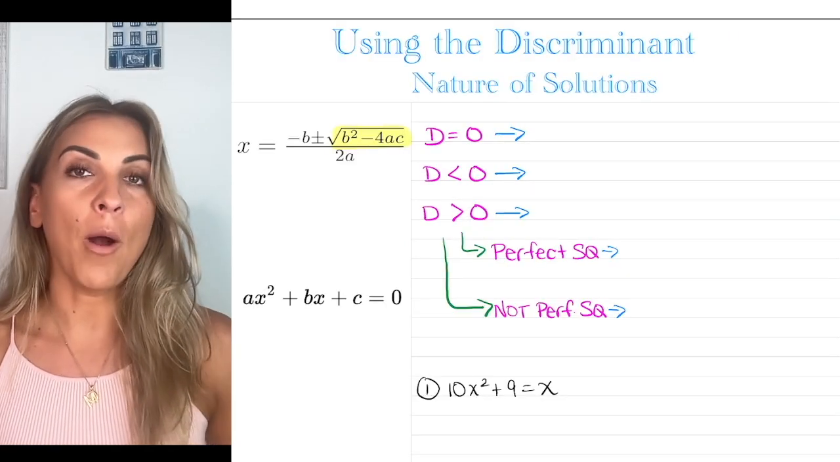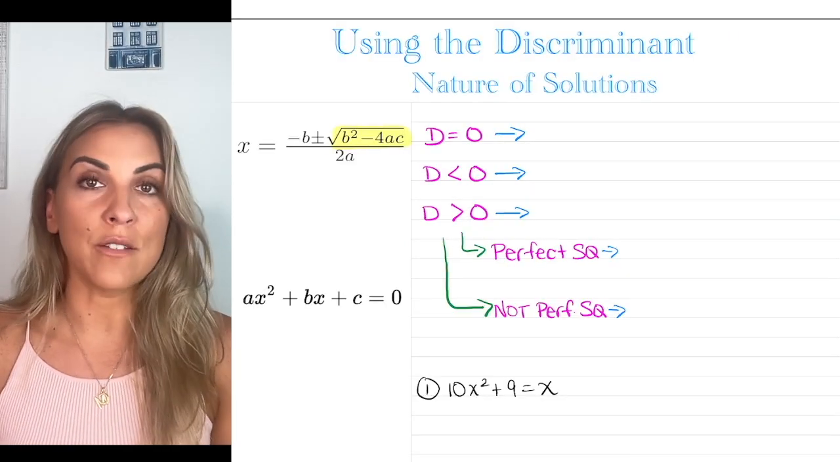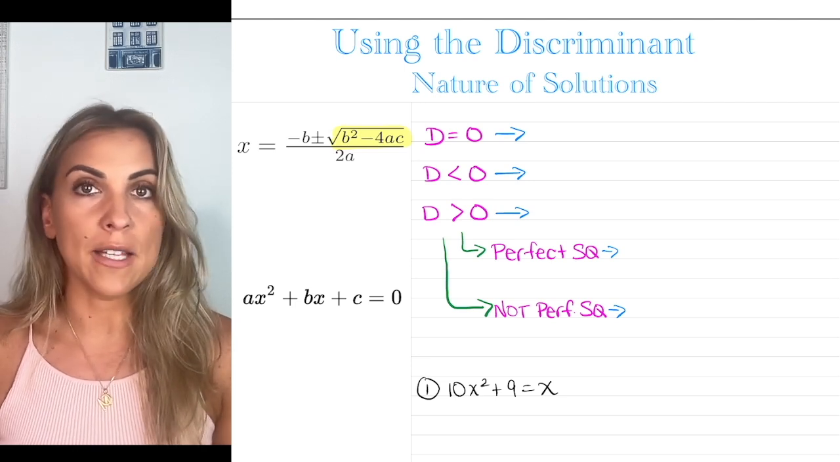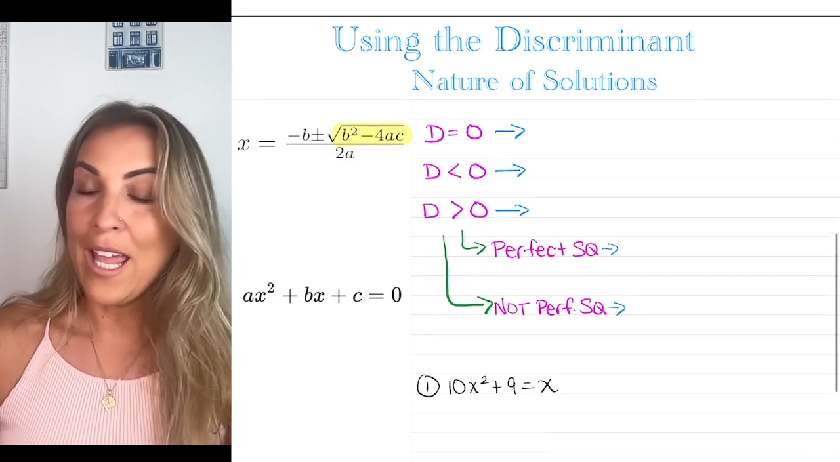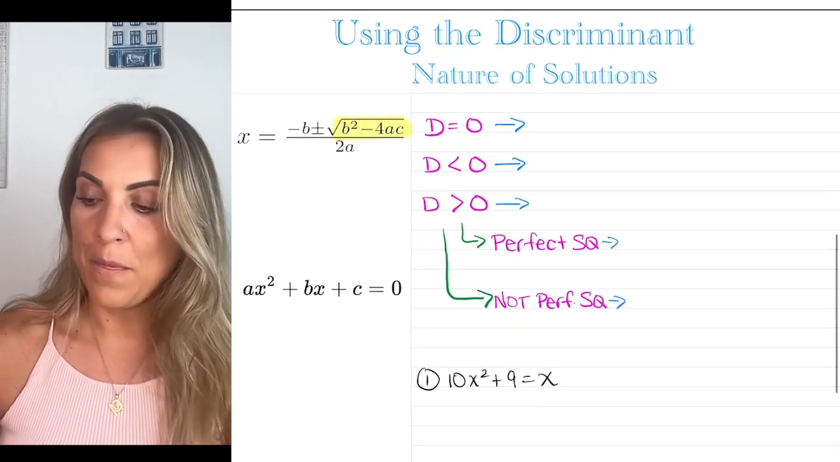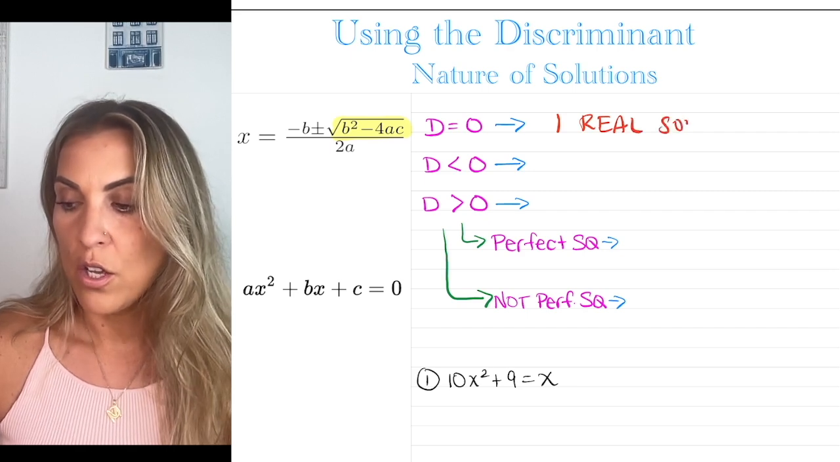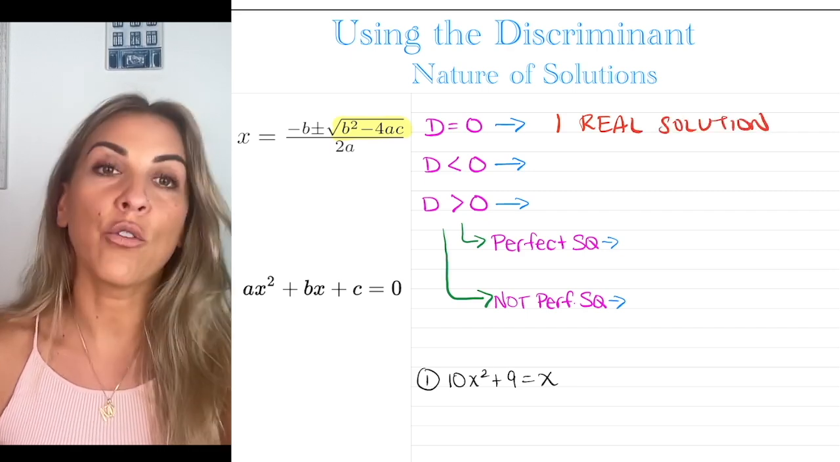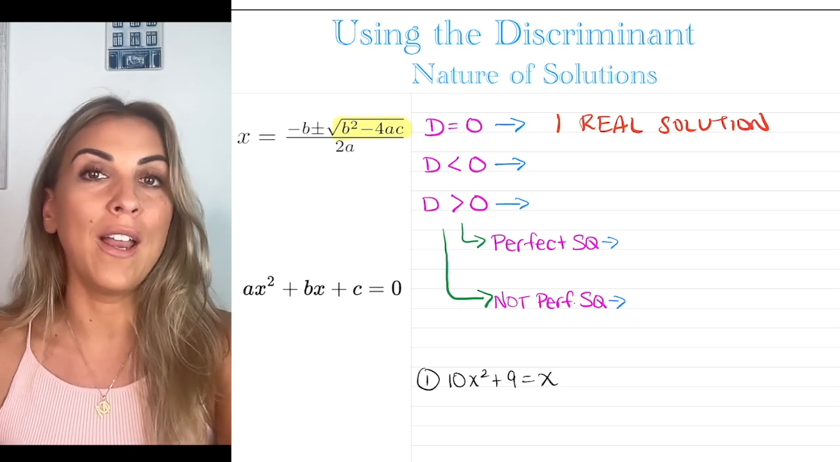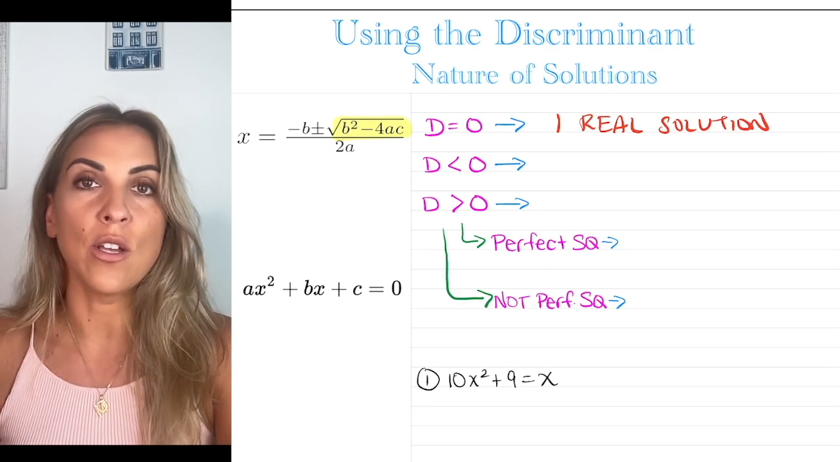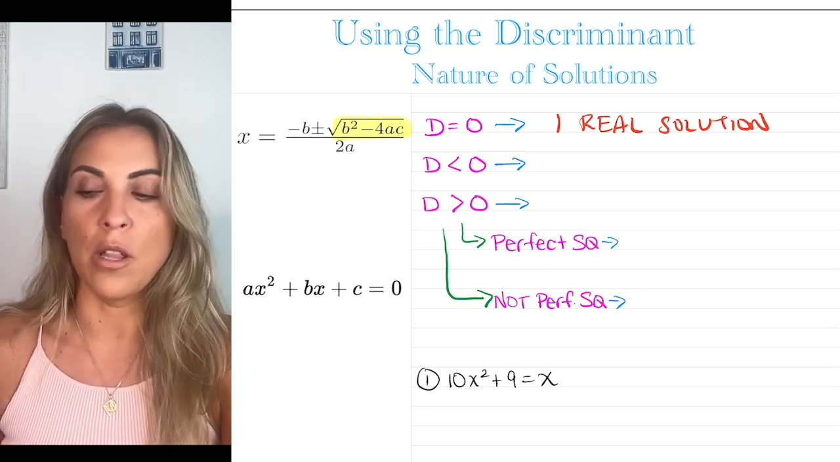All right, now let's talk about what the discriminant that we just practiced finding is able to tell us about the solutions of these quadratics that we're dealing with. So if the discriminant is 0, what that tells us is that there is one real solution. So if I graph that quadratic, there is going to be one x-intercept. There'll be one point on the x-axis, which will obviously also be the vertex of that parabola, all right?